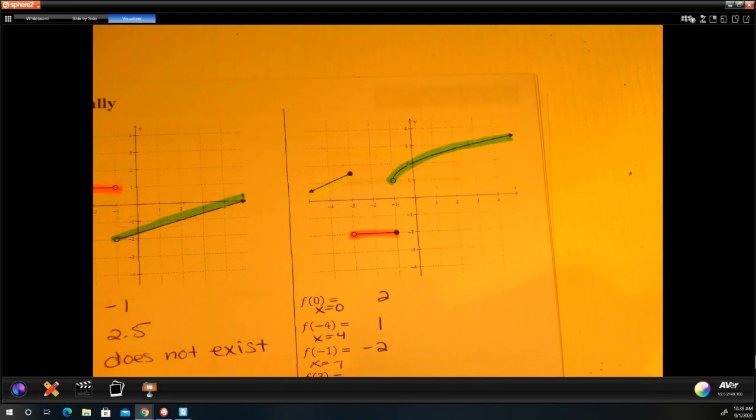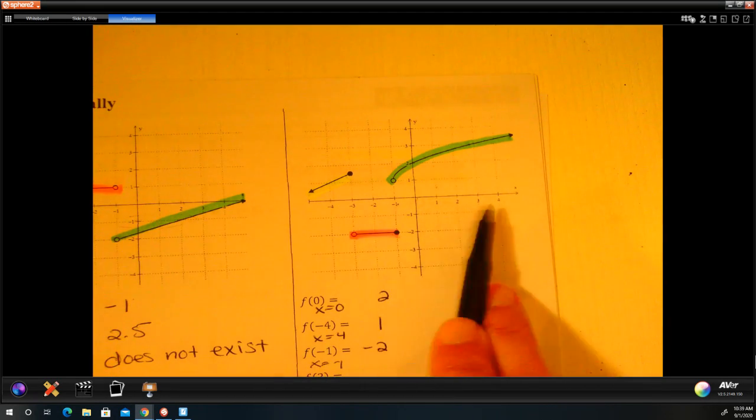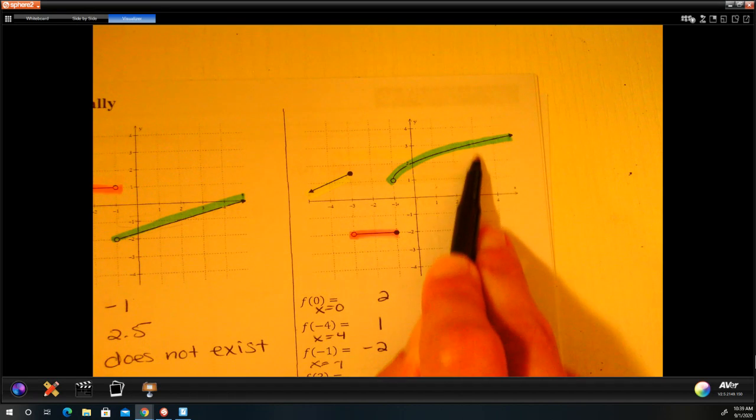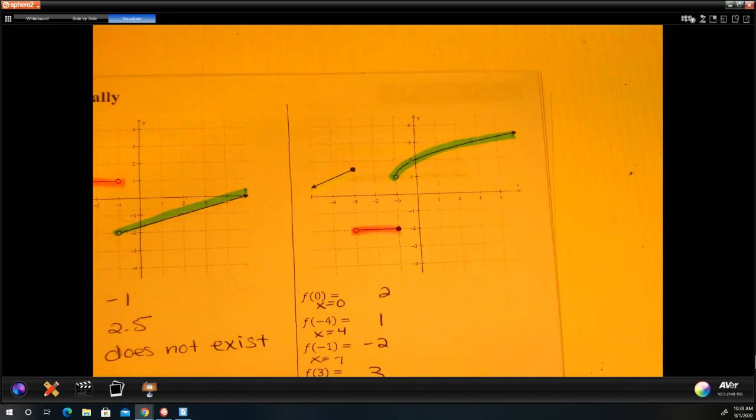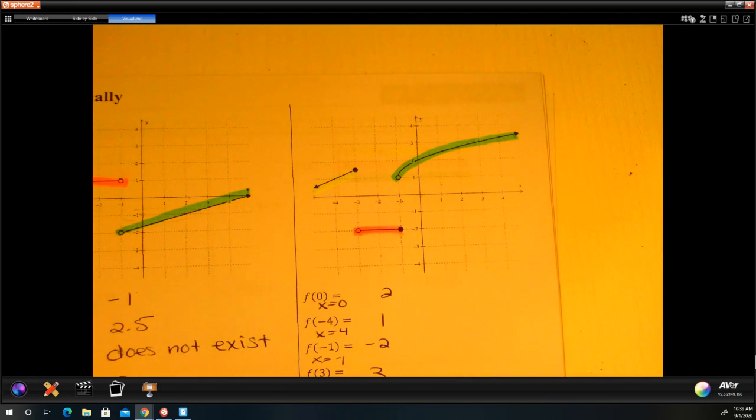All right, x equals 3. So I'm going to go 1, 2, 3, line it up, and that's 3. Let's try to graph one now. So when x is less than or equal to 0, so here's 0, I'm going to have this function.